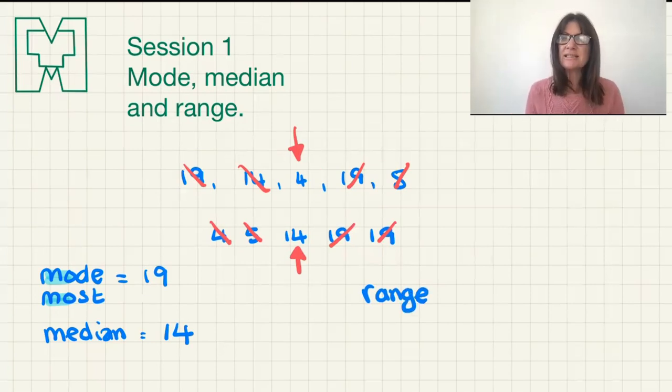Now, the range is the difference between the biggest and the smallest. Okay, and difference means take away. So the maths that we have to do is biggest take smallest. All right, so I'm just going to write that down.